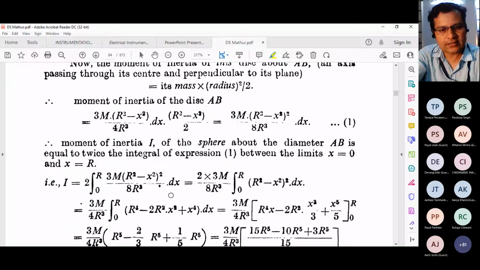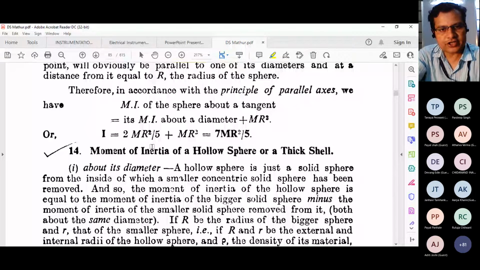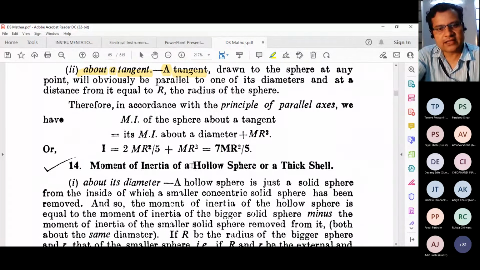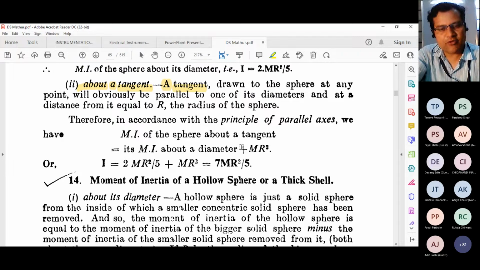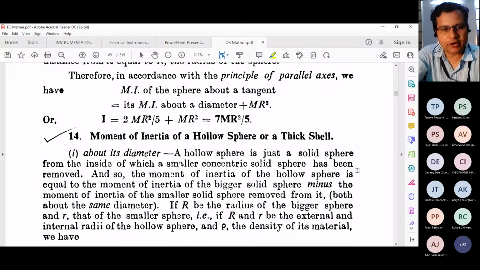And we can use the theorem of parallel axis. So moment of inertia about its diameter plus mr square, because this is the distance where that tangent is situated. So the mass of the body multiplied by the distance square, that is mr square, to be added to the moment of inertia of that particular sphere about its diameter, will give me 7/5 mr square. So we directly use those formulas for the calculation part, and I will give you some assignments. You can solve those assignments on those bodies.